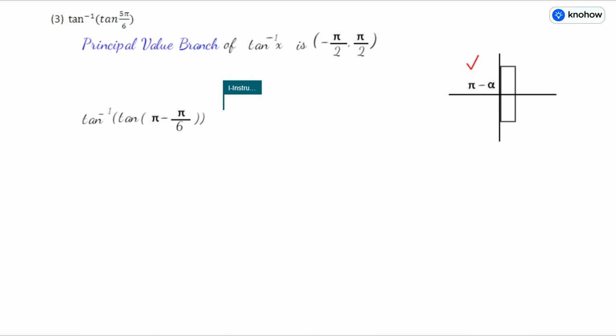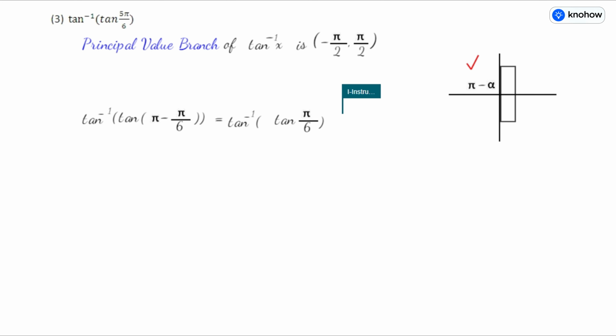You know sine 180 minus theta is sine theta. Tan pi minus pi by 6 will be tan pi by 6. Tan 180 minus theta is also tan theta. So you get pi by 6.